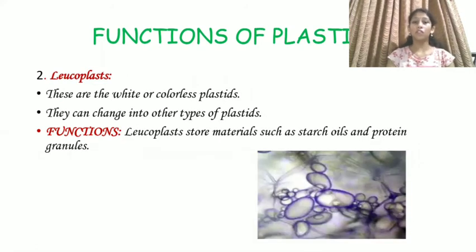Coming to leucoplasts, these are the white or colorless plastids. They don't have colors. They can change into other types of plastids, and they can change their shape also. The functions of leucoplasts are to store materials such as starch, oils and protein granules. So the main function is storage.